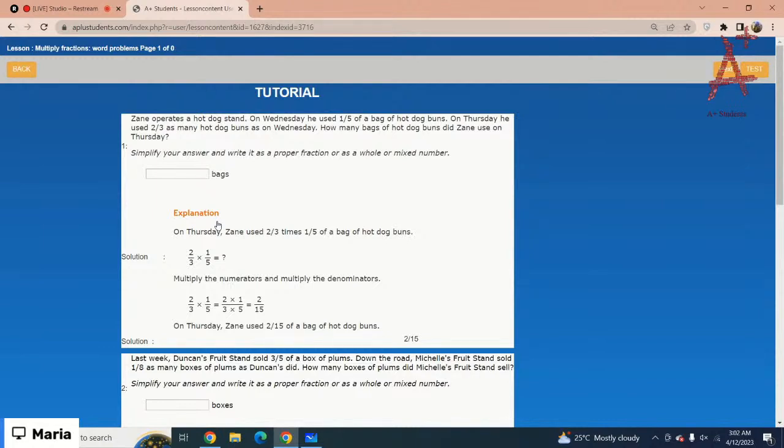So we already worked on multiplying fractions. Multiplying fractions is very easy. You just need to do numerator times numerator and denominator times denominator. Got it? So it would be 2 times 1 is 2 and 3 times 5 is 15. So it would be 2 over 15. That means on Thursday, Zane used 2/15 of a bag of hot dog buns. Got it? Let's just see another example.